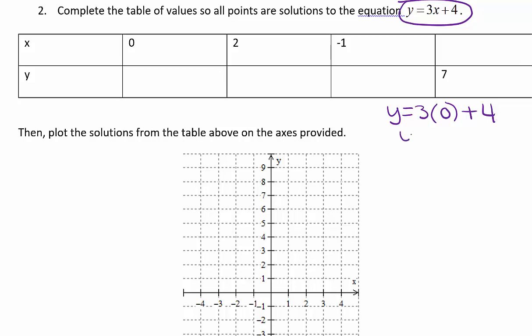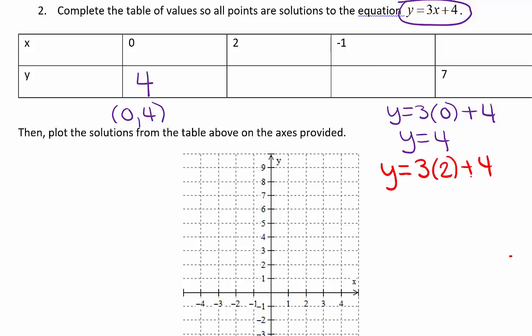3 times 0 is 0, 0 plus 4 is 4. So I get when x is 0, y is 4. That tells me that the ordered pair (0, 4) is a solution to this equation. I can do the same thing for the other pieces of this table. If x is 2, I'm going to plug that into my equation, y equals 3 times 2 plus 4, and I get y equals 10. So the ordered pair (2, 10) is also a solution.